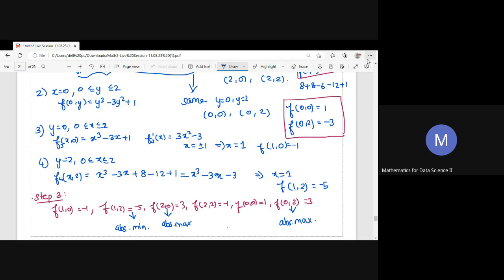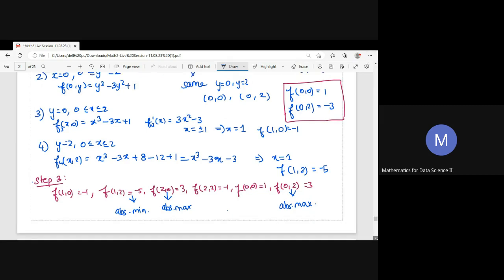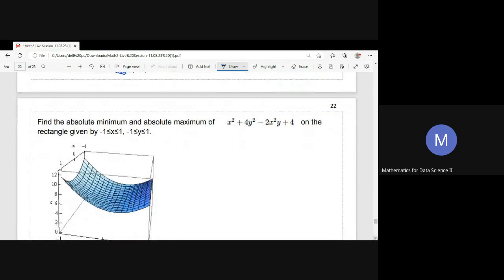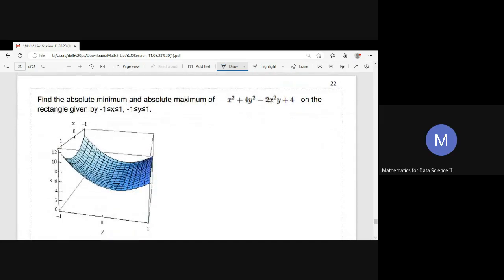Okay, fine. And so the next remaining problem is quite similar. I will just give you the outline. Maybe the calculation part I will leave it to you, but I will give you the outline of how to do it. It is almost a similar problem only. Now your f of x comma y is this function, and you are asked to find the absolute maximum and minimum.